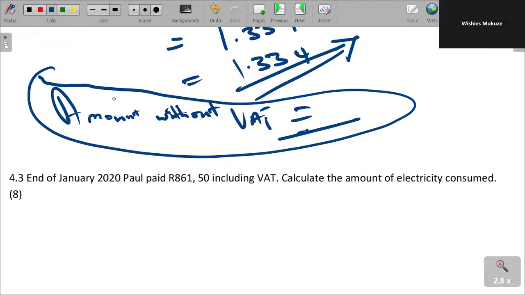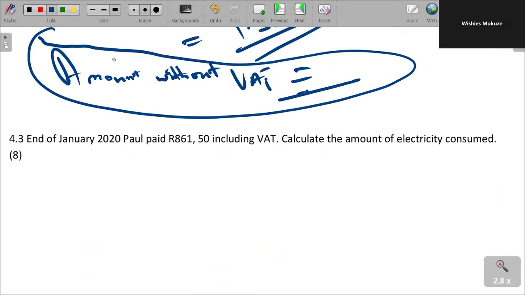Next question is saying, end of January 2020, Paul paid, including VAT, calculate the amount of electricity consumed.